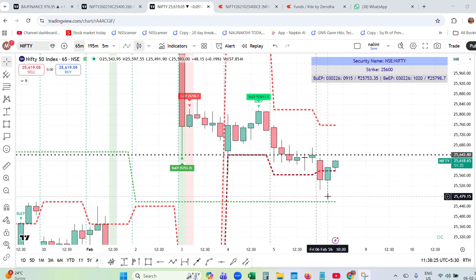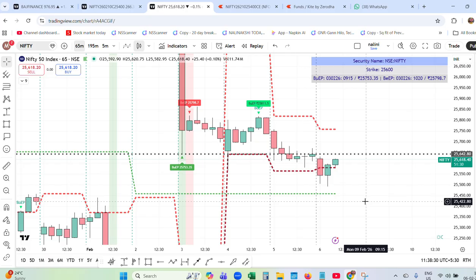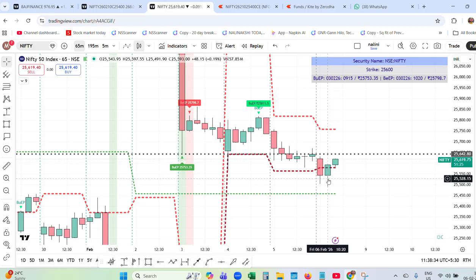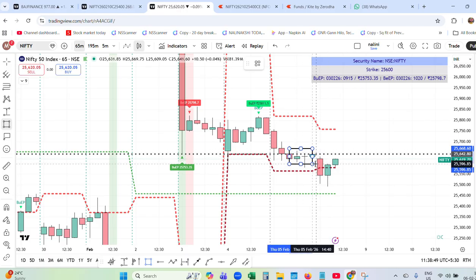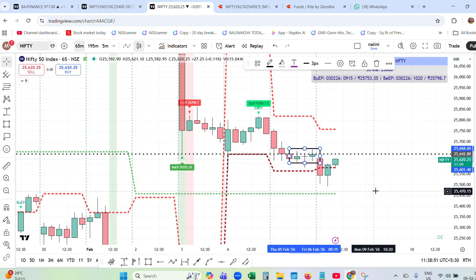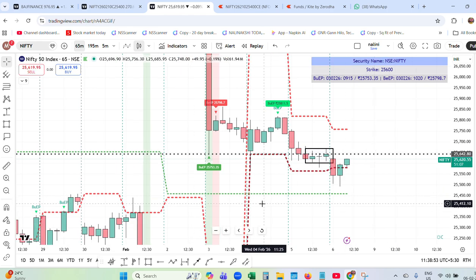Actually, I took the reversal trade instead of the PE trade. I'm on the 65-minute chart, and this is the second 65-minute, and then the third one is the 11:15 65-minute chart. If I see, this is the level of the manipulative level from where the market has fallen. I've enabled the indicator. I've given it to many people as a free Nalini EMA indicator.